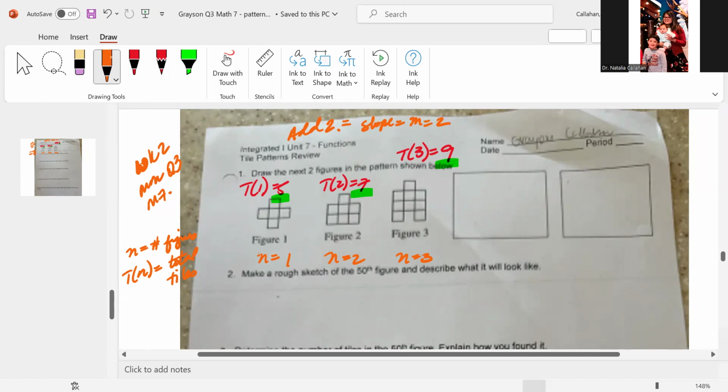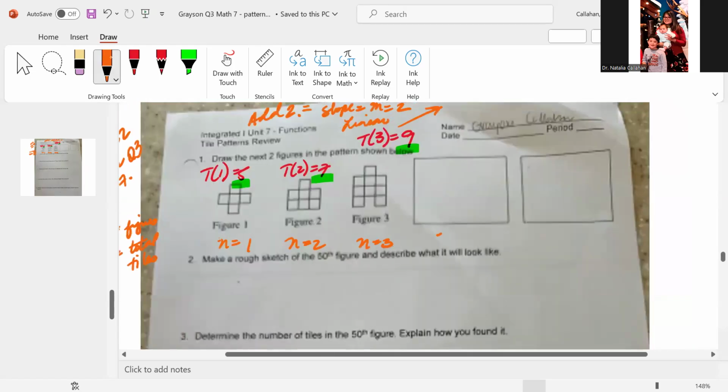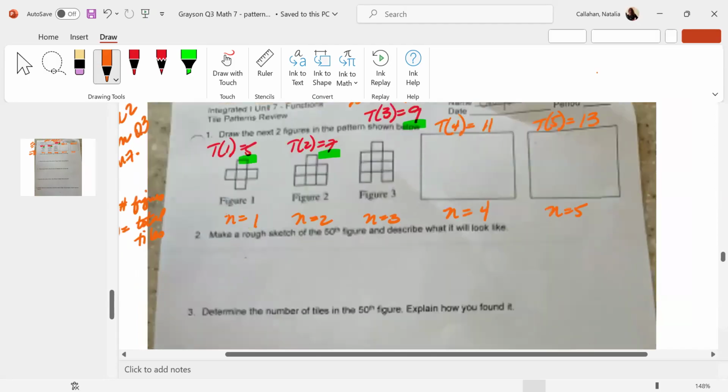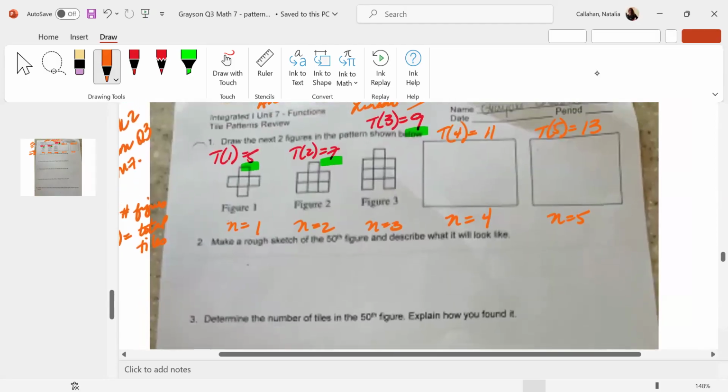Does that make sense? Okay. So this is also linear. It's not quadratic, which means it goes in a straight line, right? So then you did your figure 4 and figure 5, correct? So then what's T of 4 equal to? T of 5 is equal to? Okay. So make a rough sketch of T of 50. So it's saying what is T of 50, right?